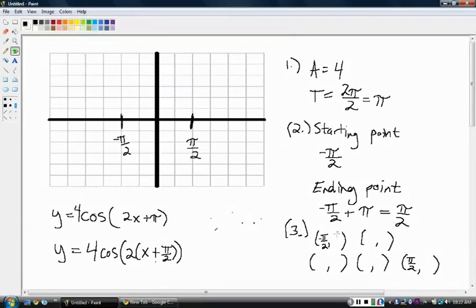Okay, now, what are the y values here? Well, it's the cosine curve. There's no negative in front of it. So if the amplitude was 1, it would start at y equals 1, right? But the amplitude is 4 times that. So it's going to start up there at 4, okay?